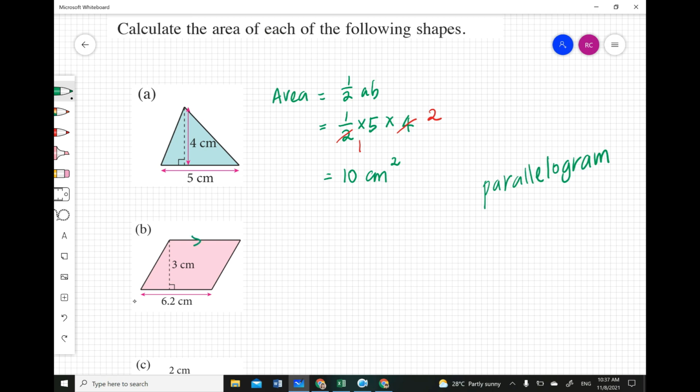So a parallelogram has two pairs of parallel lines. This is the one. We can get the area just like the rectangle. The area of a parallelogram is AB. So the A is 6.2, you multiply by 3. So 6.2 multiplied by 3. 3 times 2 equal to 6. 3 times 6 is 18. So the area is 18.6 square centimeter. Make sure you put down the unit. Okay, next question.